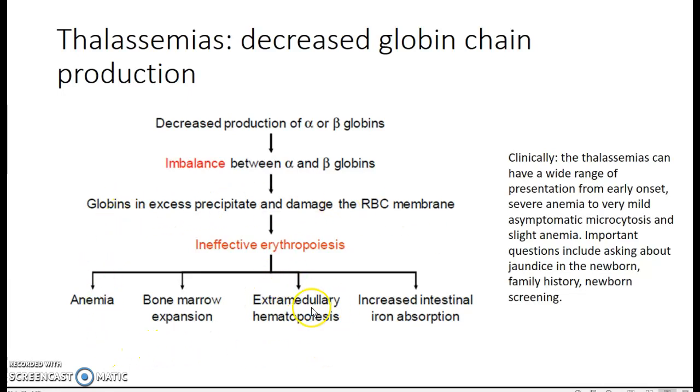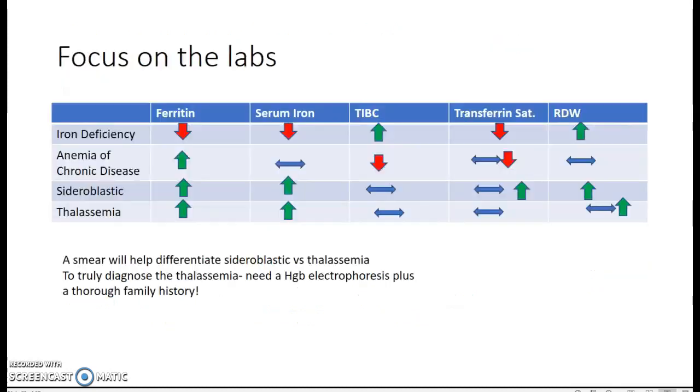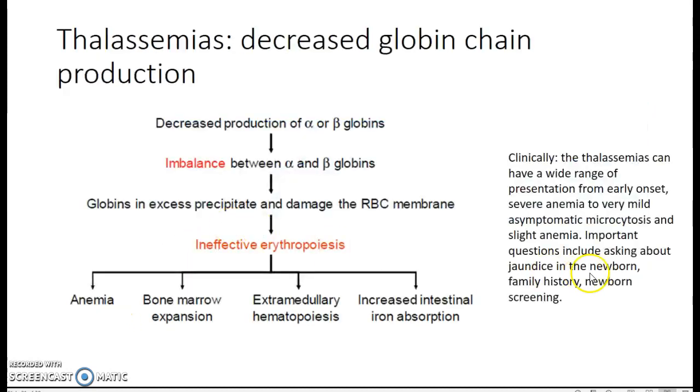You get extramedullary hematopoiesis if it's severe. Your body's really just trying to pump out blood, and increased iron absorption as well. And that's why I said you get that really high ferritin and serum iron levels in thalassemias. So you can have a wide range of presentations. Really, you're going to have to look at the electrophoresis to differentiate.